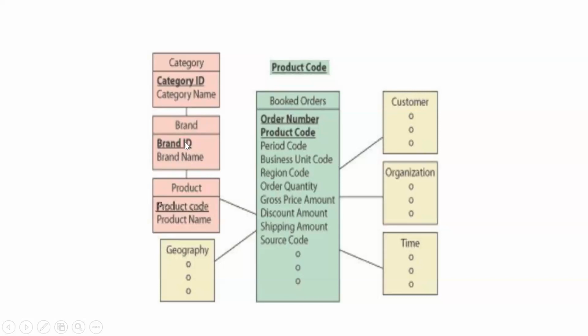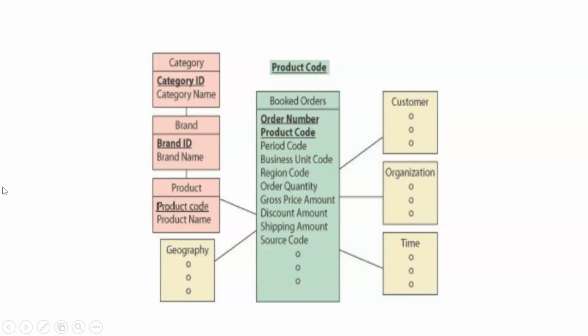Maybe the product code is also there in the brand table. Based on this product code, they are getting joined. The same thing for category. For category ID, it's not directly touching this particular fact table. Category is directly getting split from the brand table or product table. Anything can be done.